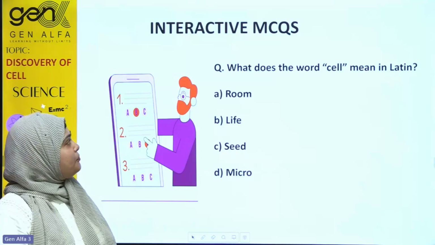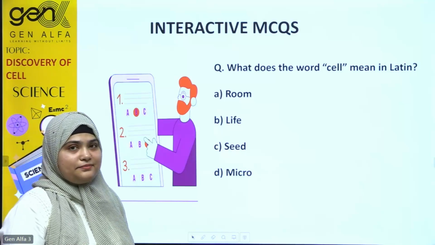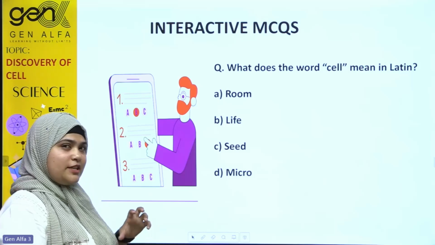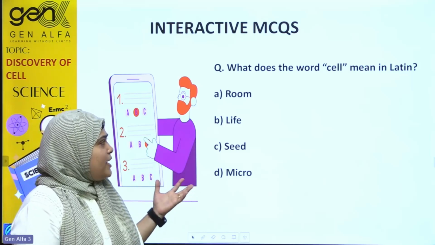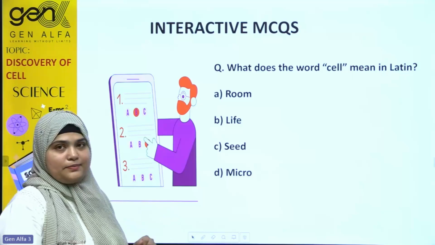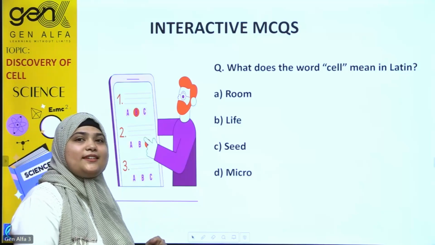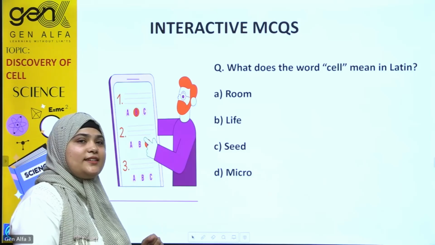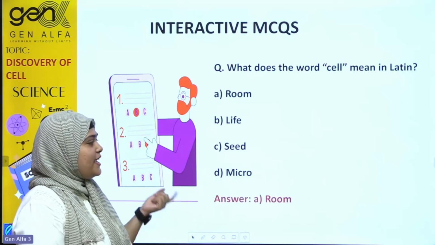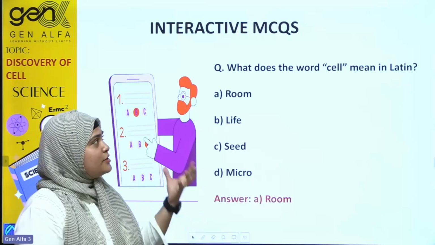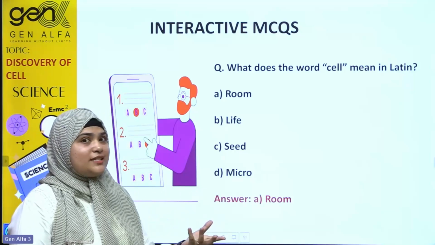Next question. What does the word cell mean in Latin? I told you the very special term I used. Your options are room, life, seed, and micro. What is the correct answer? Yes, it is option A, that is room. I gave you the word cell; it came from the Latin word cellula, which means small room.